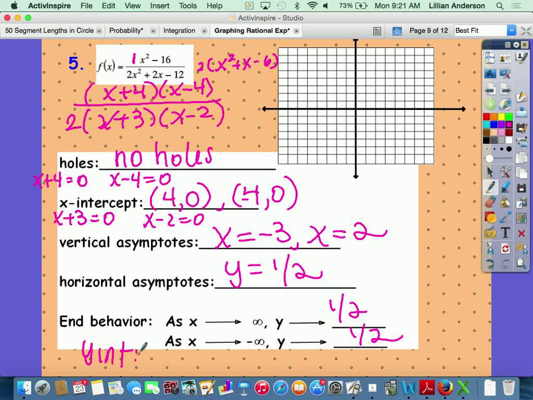So y-intercept, I gotta plug in 0 for x. Since I didn't cancel anything out, I have to look at my original. So that's basically gonna be negative 16 over negative 12, because when I plug in 0 for x, this part goes away, and those parts go away. Negative 16 over negative 12, what is that? 4 over 3.